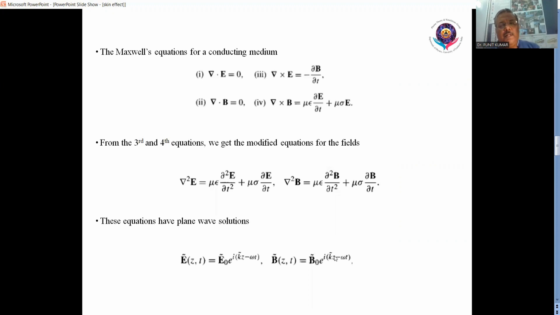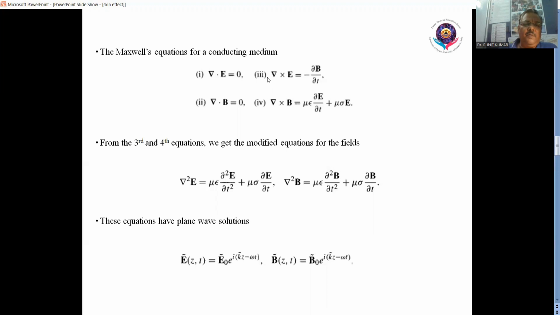Let's go to the theory part now. We know that the Maxwell's equations in a conducting medium are these four equations. And these equations are valid under the limit. The current density is a product of the conductivity and the electric field.